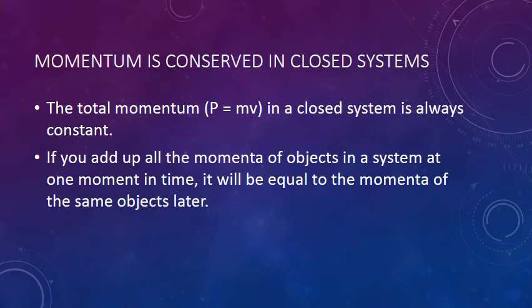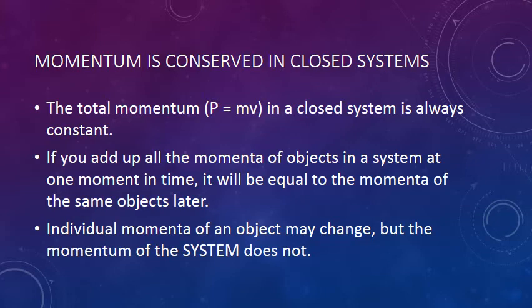This also means that if you add up all the momenta of objects in a closed system at one moment in time, it's going to be equal to the momenta of the same objects later. So nothing is lost from the system as time goes on. The individual momentum of an object may change inside the system, but the total momentum of the system does not.